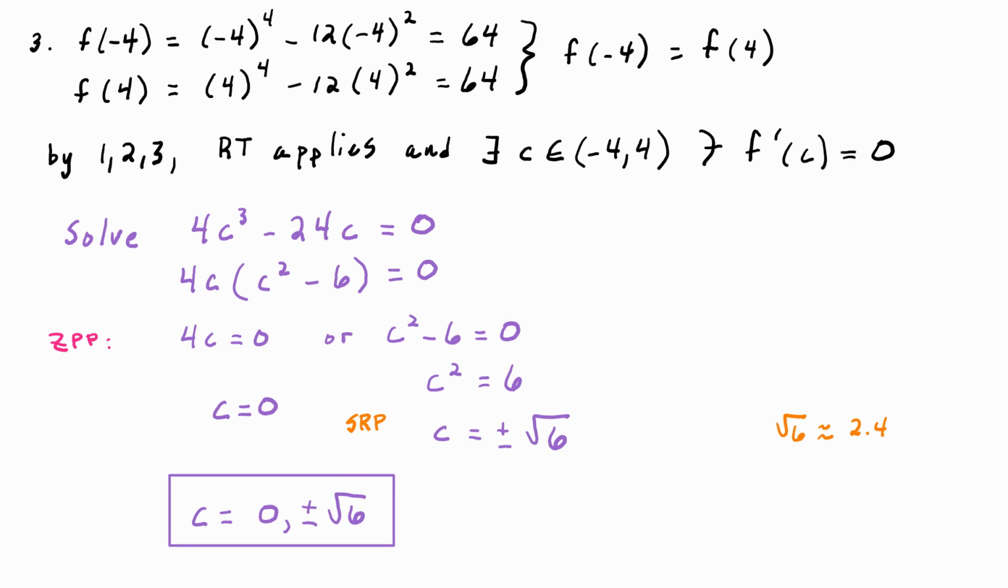And remember that Rolle's theorem does not tell you how many values of c there will be. In this case, there were 3 different x values where the derivative was going to be 0. All that Rolle's theorem can tell you is there will be at least 1.